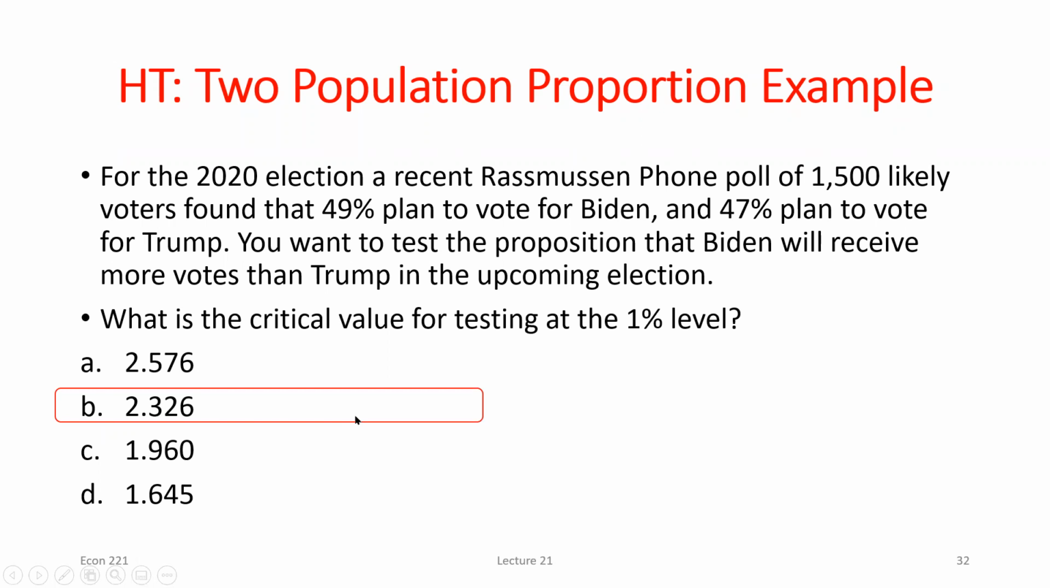Any questions on how I looked that critical value up? I know it gets a little confusing using that T table to look up standard normal values, but using that last row really does make it easier.